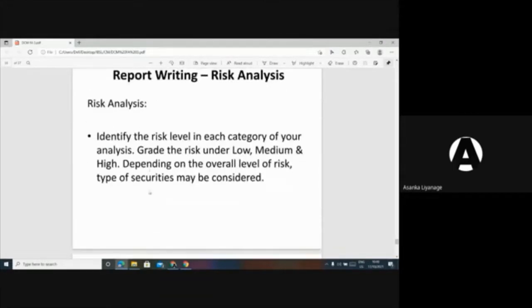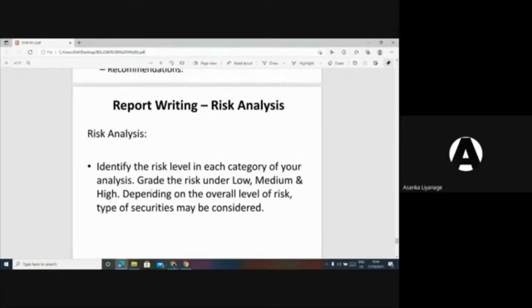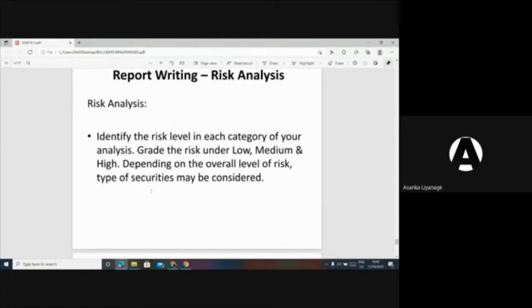then you can go to the report writing under risk analysis. Under risk analysis, after you interpret, identify the risk level of each category. That is, under profitability, what is your risk level? Whether it is high, low, or medium. Then grade the risk under low, medium, and high, depending on the overall risk level. At that time, the securities may be considered.